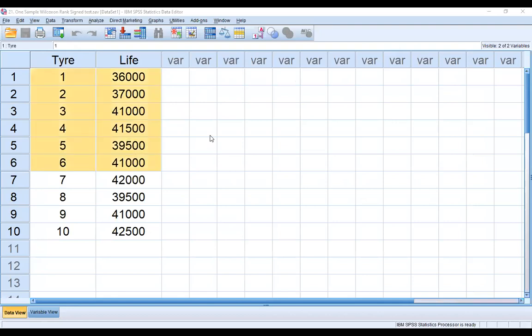Now, is it visible? Can you see this? Can you see this SPSS data set? Okay. Thank you.